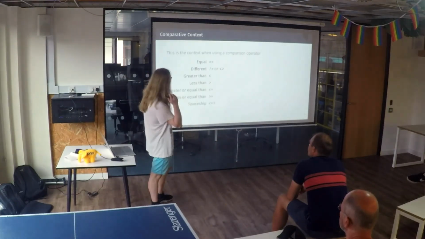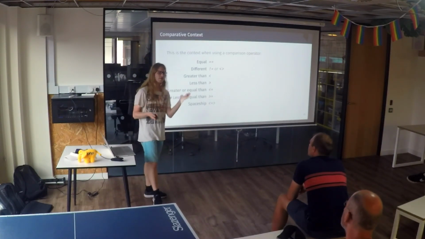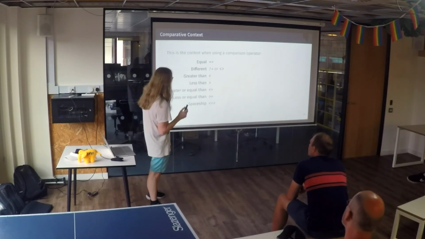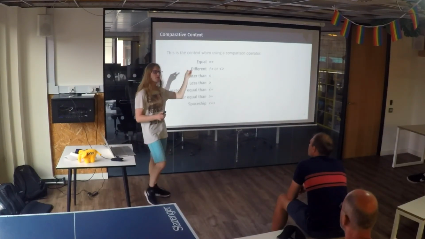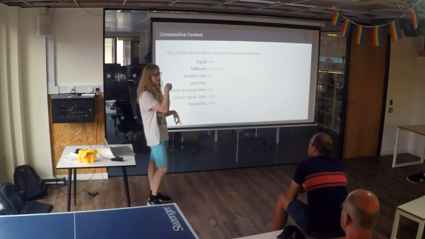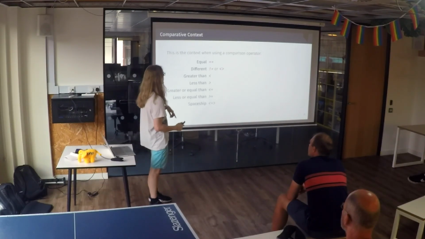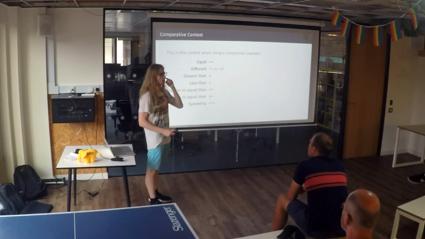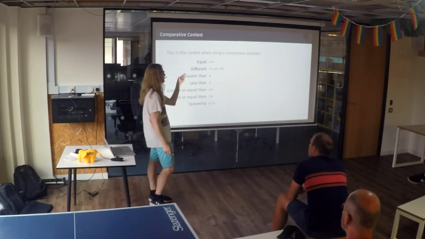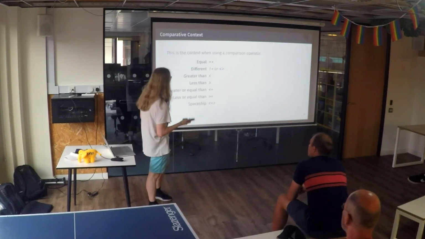So yeah, the comparative context. This is basically when you're using the comparison operators. Now I didn't know if you knew, but PHP has two different operators: the normal exclamation mark with the equal, or the two angle brackets, which apparently is the official SQL syntax to say different, compared to this thing. But so you've learned something new.